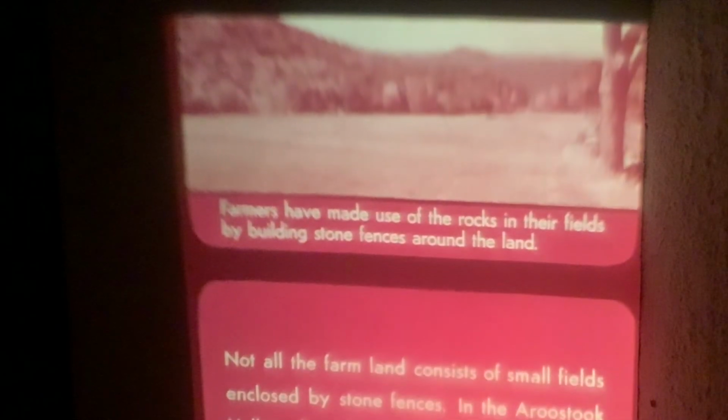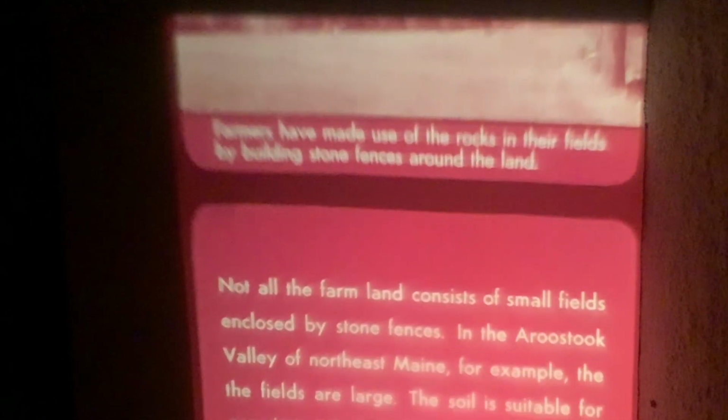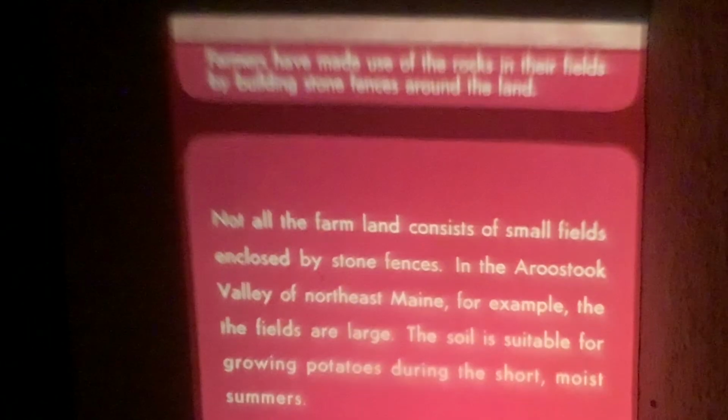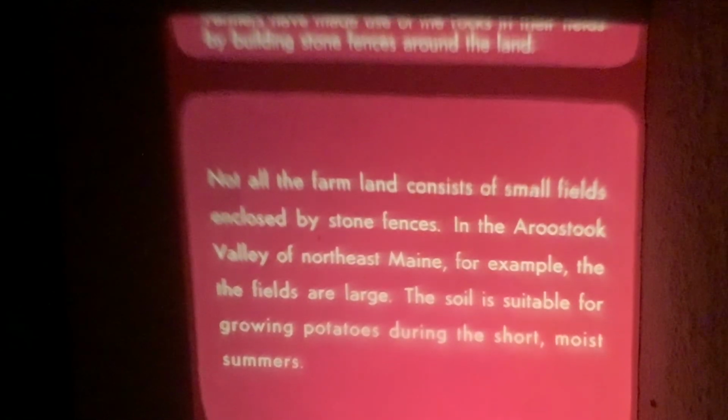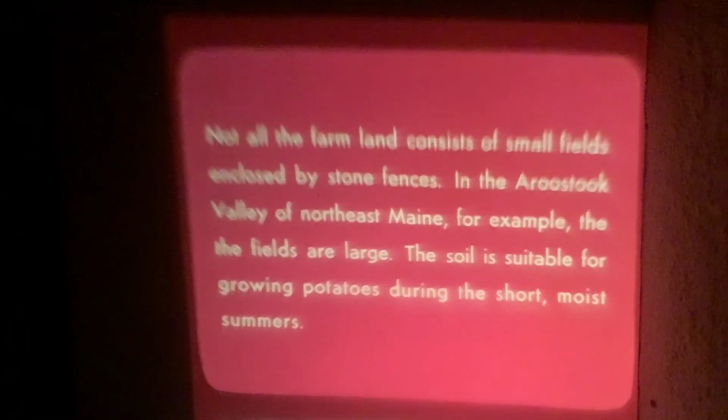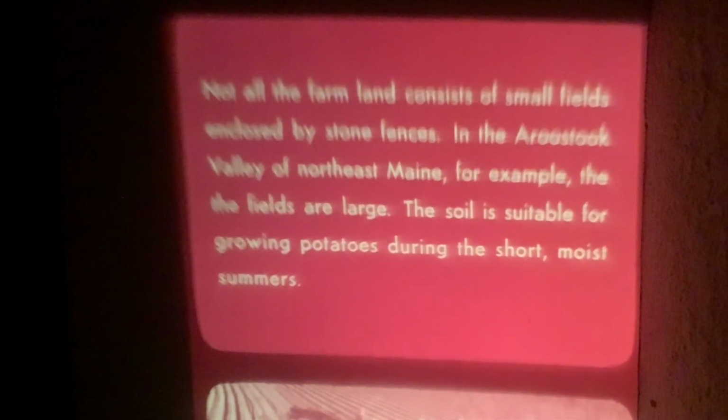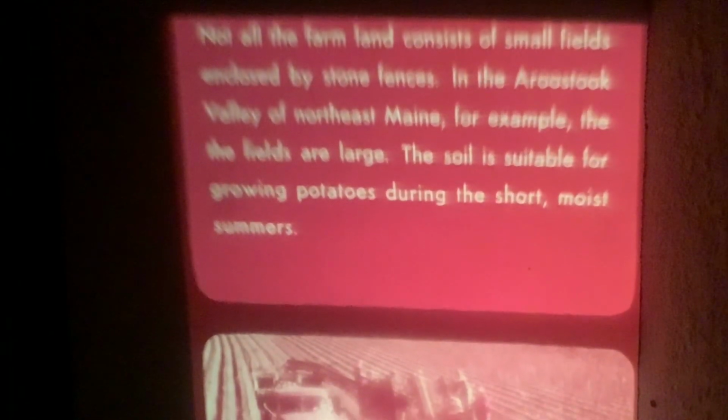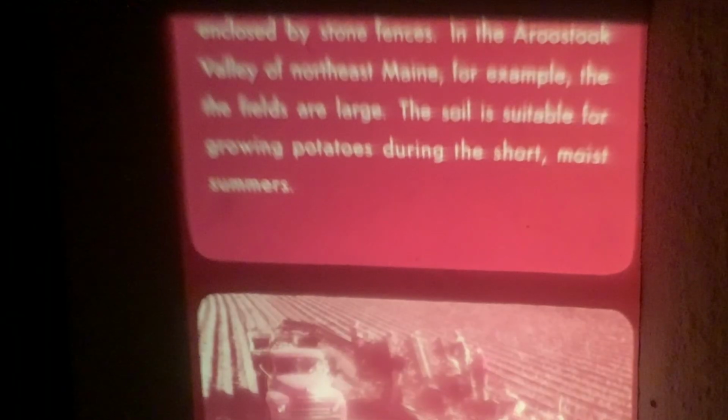Farmers have made use of the rocks in the fields by building stone fences around the land. Not all the farmland consists of small farms enclosed by stone fences. In the Aroostook Valley of northern Maine, for example, the fields are large. The soil is suitable for growing potatoes during the short, moist summers. In the early part of the fall, potatoes are dug from the loose soil by machine.